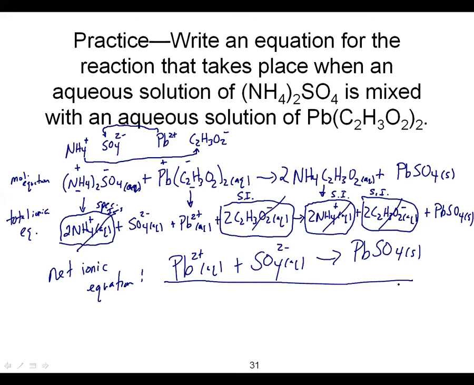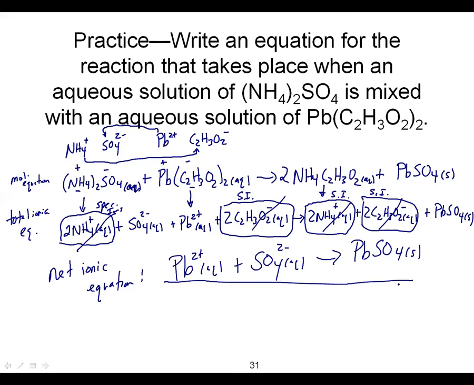So like I said before, you need to be able to use solubility rules to predict if something is going to be aqueous or solid. You need to be able to write each of these equations correctly balanced and be able to do the molecular, total and net ionic equation, and again, identify those spectator ions.